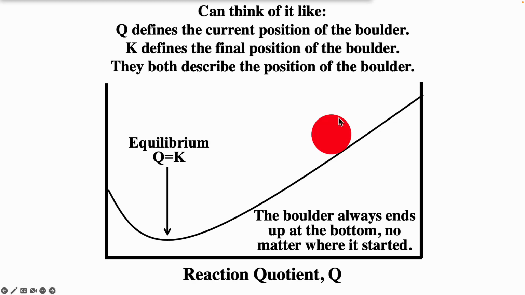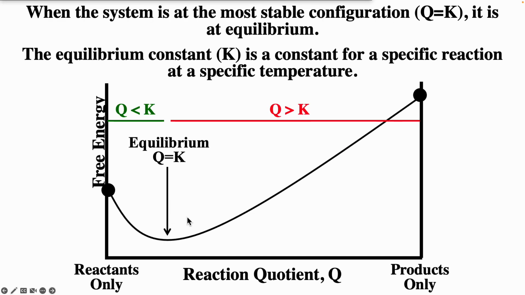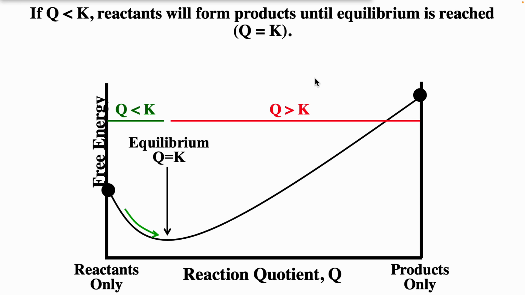And again, you can think about it as a valley with a boulder. Q defines the current position of the boulder. K defines the final position of the boulder. No matter where you start the boulder, it always is going to end up at the minimum. The minimum, the most stable configuration, is when Q equals K. And again, K is a constant for a specific reaction at a specific temperature.